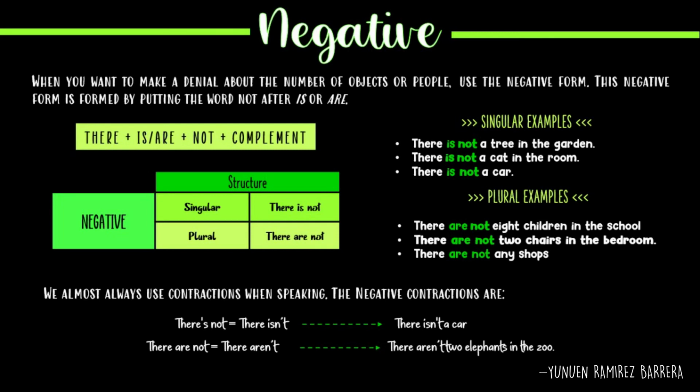Negative. When you want to make a denial about the number of objects or people, use the negative form. This negative form is formed by putting the word not after is or are. The structure is there plus is or are plus not plus complement. Negative structure, singular: there is not. Singular examples: there is not a tree in the garden. There is not a cat in the room. There is not a car.